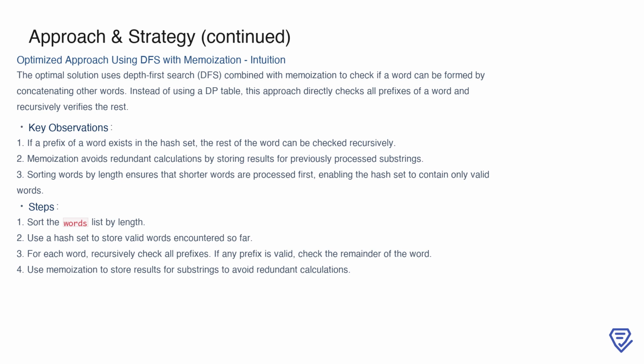Memoization plays a critical role here by storing results for substrings that have already been processed, thereby avoiding redundant calculations. Sorting the words by length ensures that only valid smaller words are used when constructing larger ones. The steps include sorting the words, maintaining a hash set for valid words, recursively checking prefixes for each word, and leveraging memoization to speed up the process.